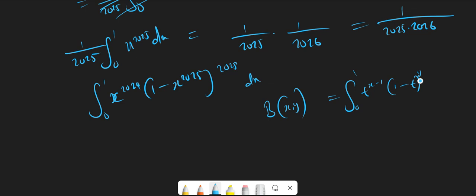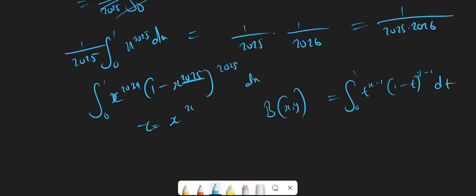The beta integral, it's t to the x minus y times y minus 1 as well. So this is the t. So this is the beta integral. Now you can compare here, except that in this case we don't have a factor here. Like here, t does not raise to any power. So the best way is to just put t to be this. So you just put t to be x to the 2025.